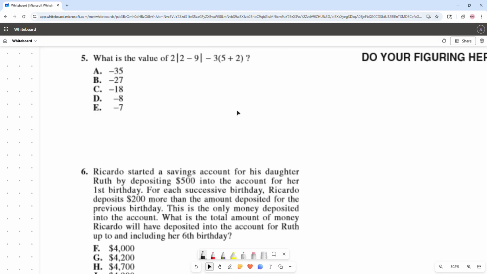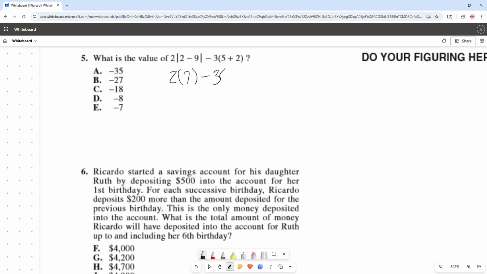Our next question is, what is the value of 2 times the absolute value of 2 minus 9, minus 3 times 5 plus 4? So again, this is also a very simple question. You just need to realize that absolute value means there's no negative. So PEMDAS also, we do parentheses, exponents, multiplication, division, addition, subtraction. So 2 times the absolute value of 2 minus 9, which is negative 7, because absolute value is just 7. So times 7 minus 3.